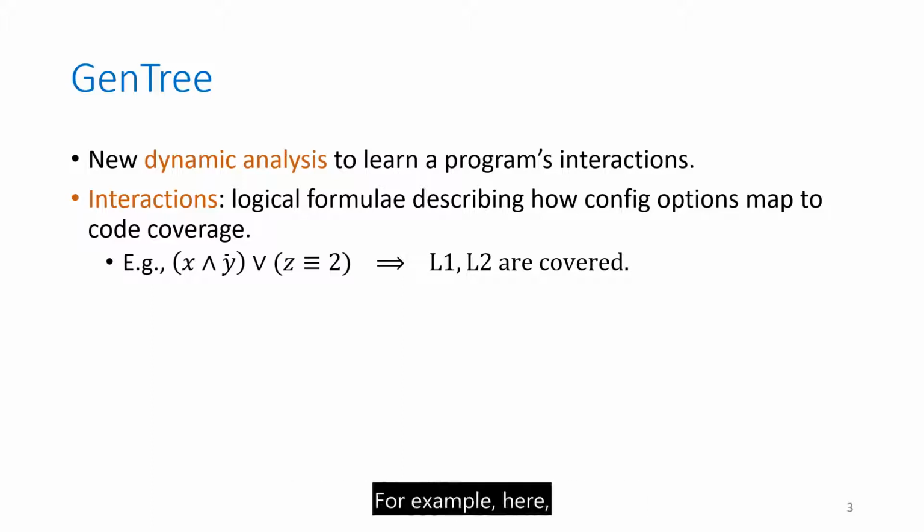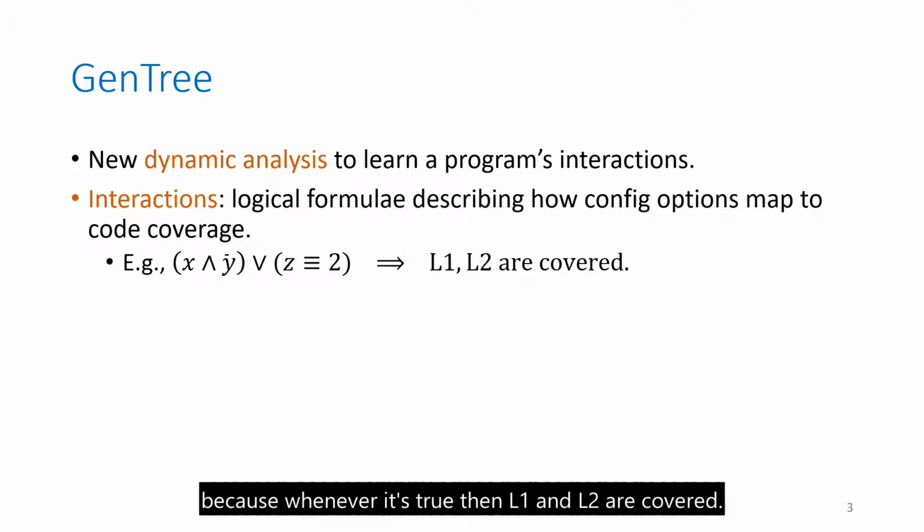For example, here, the logical formula x and not y or z equals 2 is the interaction for L1 and L2, because whenever it's true, then L1 and L2 are covered.